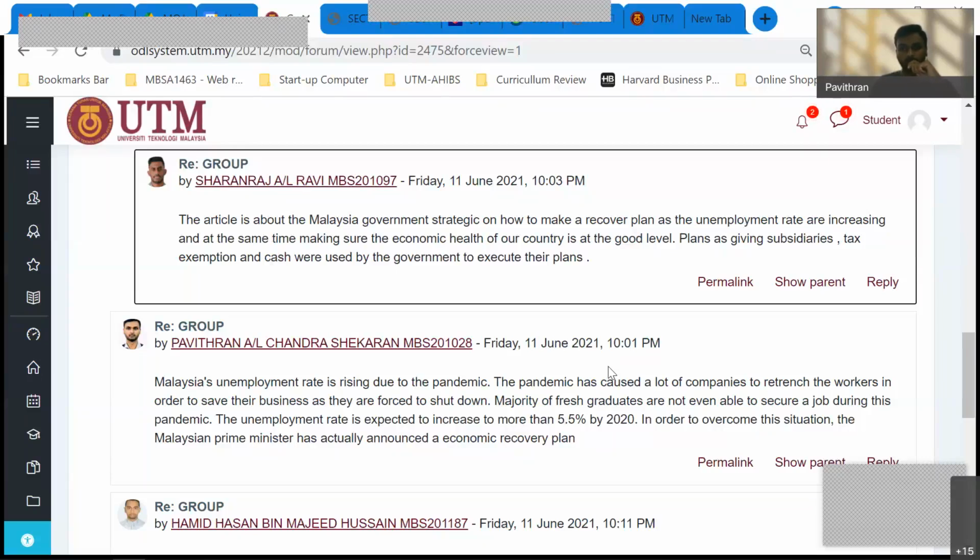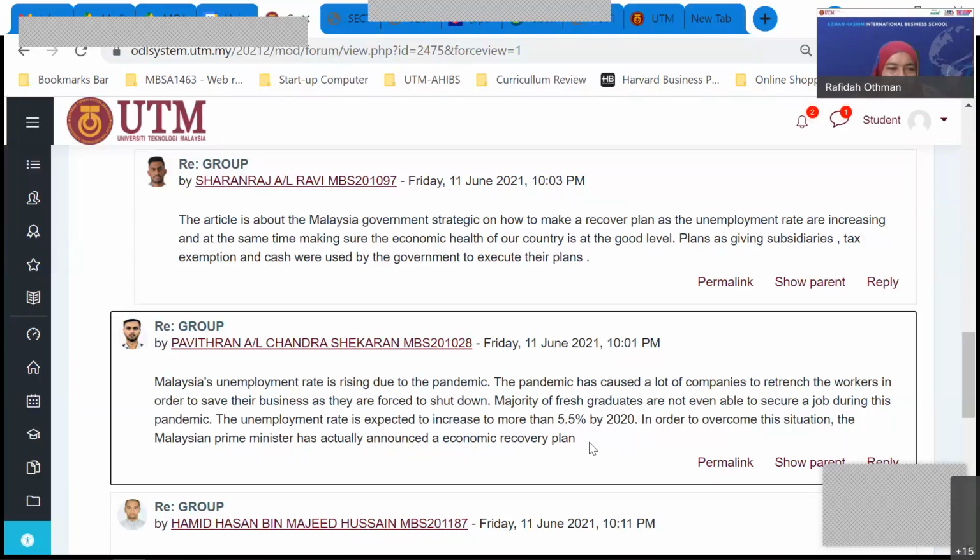So in order to overcome this situation, the Malaysian Prime Minister has announced an economic recovery plan. This is one of the plans. It helps the economy in a way that it helps entrepreneurs roll over the business, to start or to recoup with whatever recovery plan that we have. Hopefully it's going to have a positive impact. We'll see in the future what will happen.